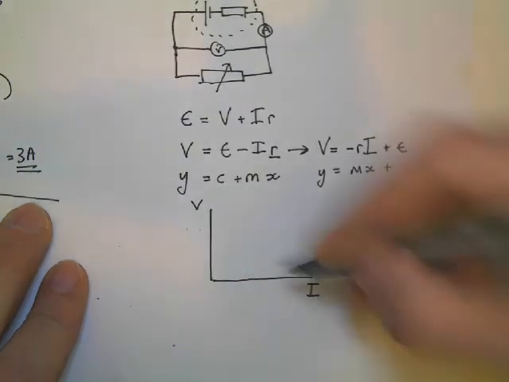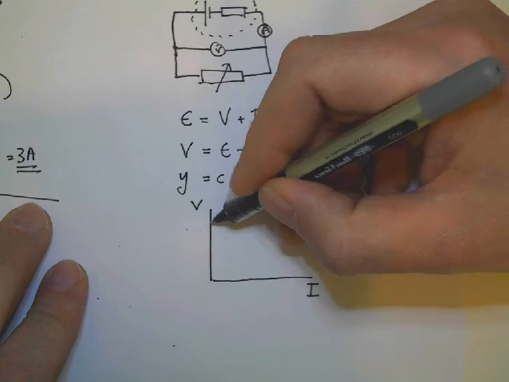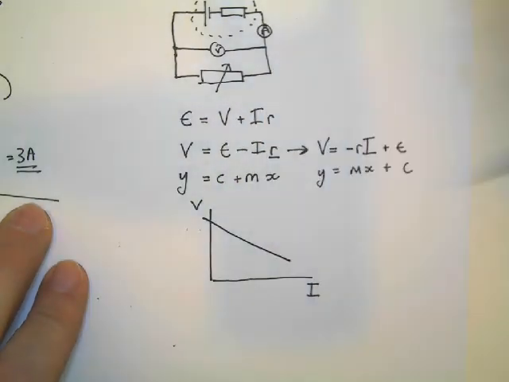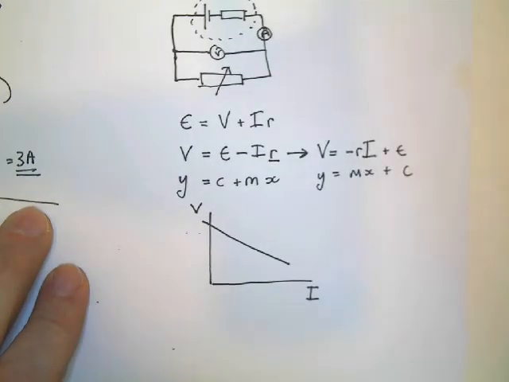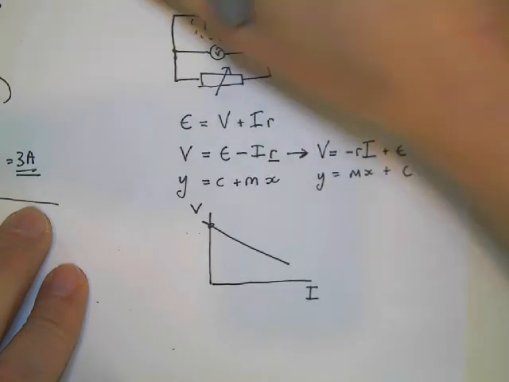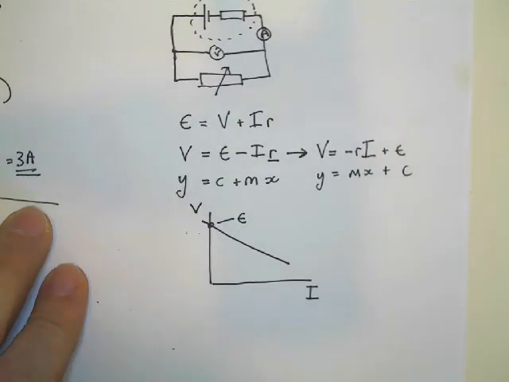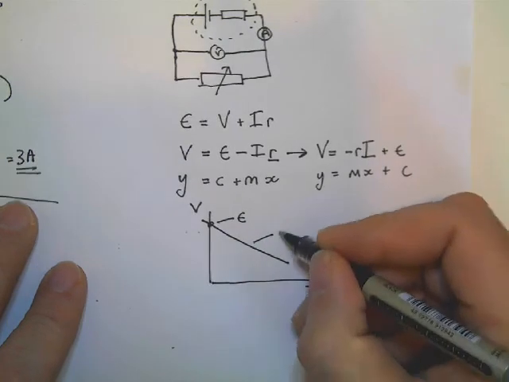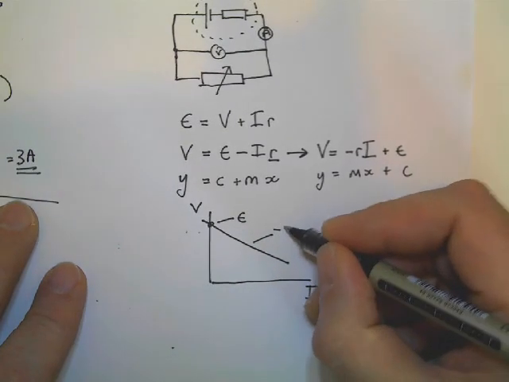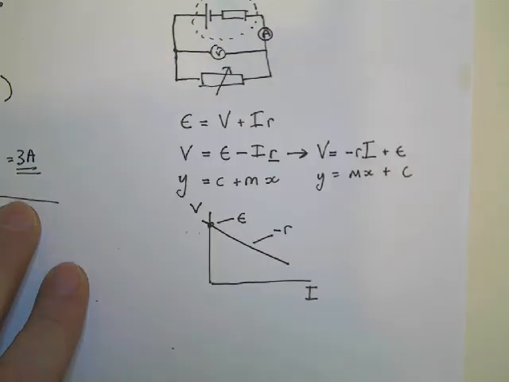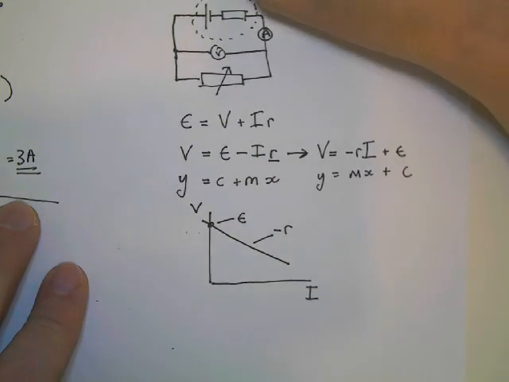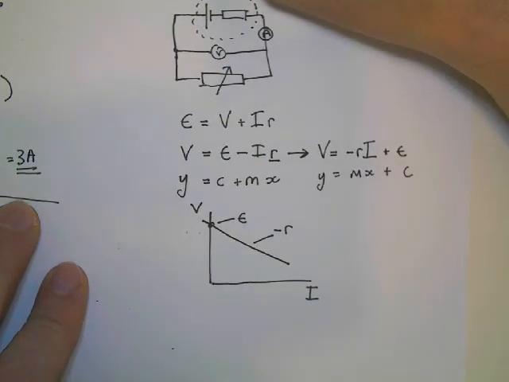And then if you plot this graph, this is the last little bit, plot a graph of V, terminal potential difference against the current in the circuit, you should get a straight line with a negative gradient. The intercept is going to be your EMF, and the gradient is going to be equal to minus the internal resistance. And that's all.